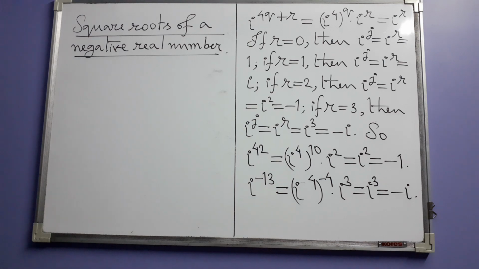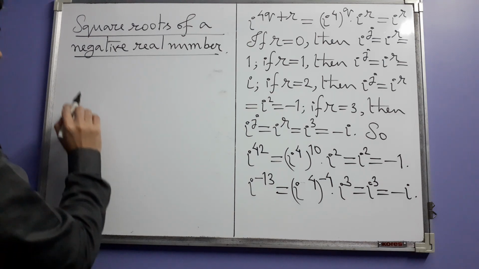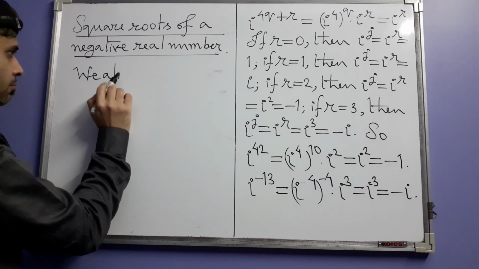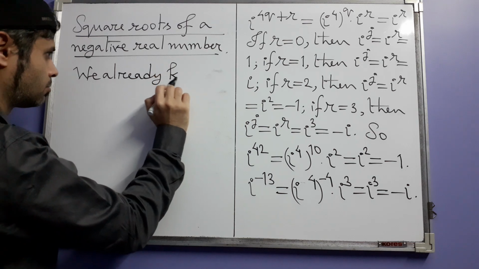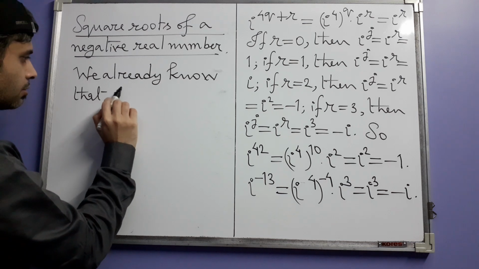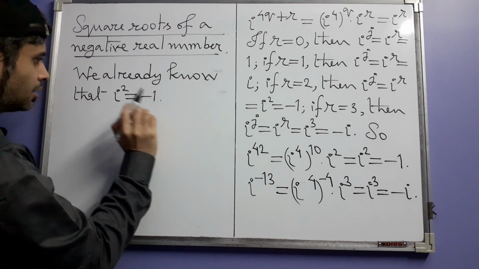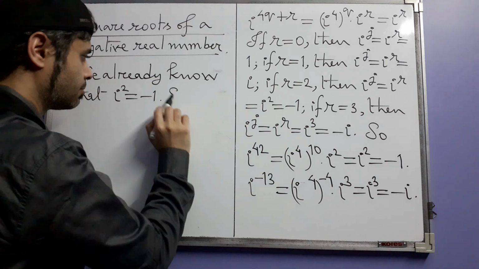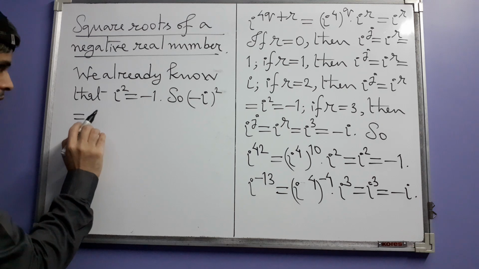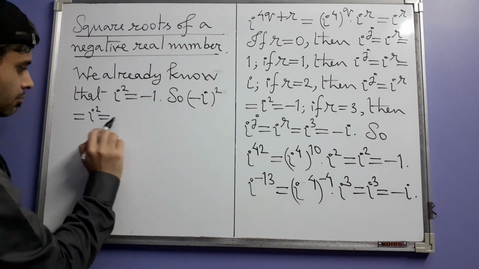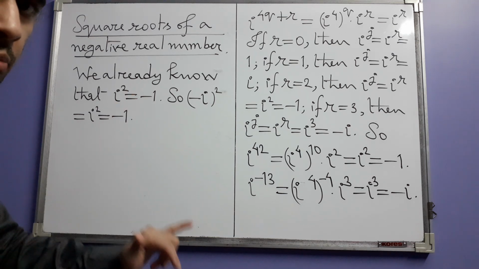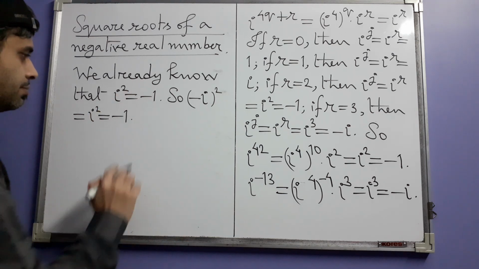Okay, let us raise this question. Let's start like this. We already know that i square is minus 1, and that is why minus i whole square will also be minus 1, because it will be again i square. So the two square roots of minus 1 are i and minus i.